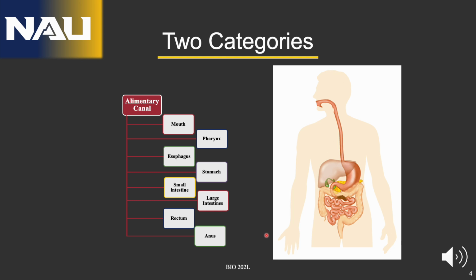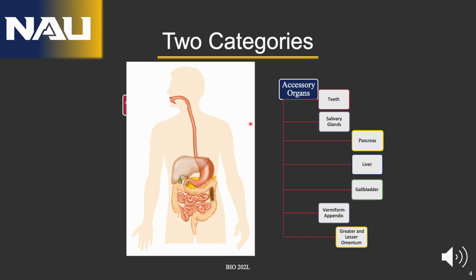In addition, the accessory organs, including the teeth, salivary glands, pancreas, liver, gallbladder, vermiform appendix, and the greater and lesser omentum, all play a crucial role in digestion by producing and secreting enzymes, bile, and other substances that aid in the breakdown and absorption of nutrients. Together, these components work to ensure the efficient digestion, absorption, and elimination of food and waste products. So let's break into the details.